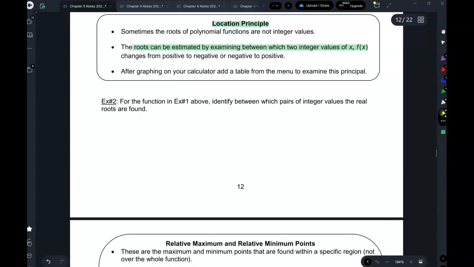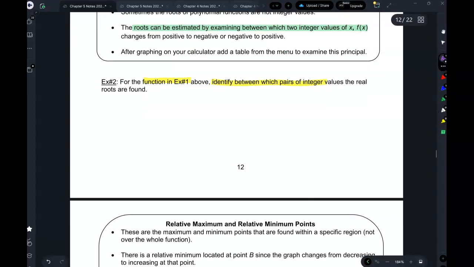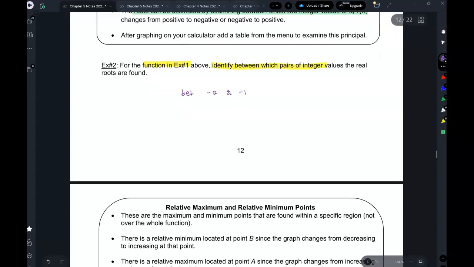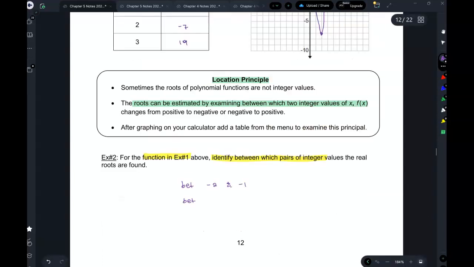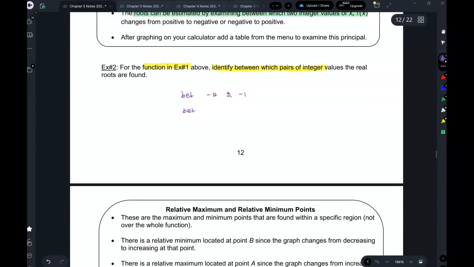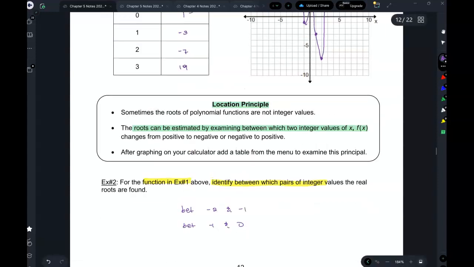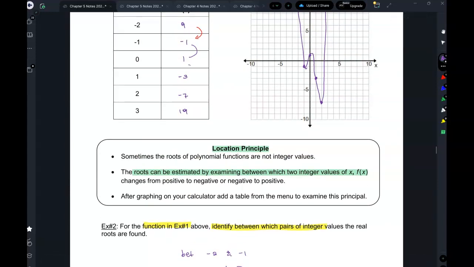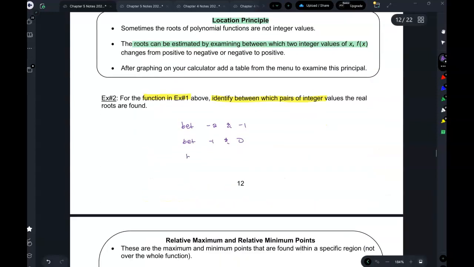So look at this question. It's asking for the function in example 1, identify between which pairs of integer values the roots are found. So I have one between -2 and -1. I have another one between, let's see, here, -1 and 0, right? The y values change between negative and positive. So from -1 and 0. Where else is there a change between positive and negative? 0 and 1. And between 2 and 3.